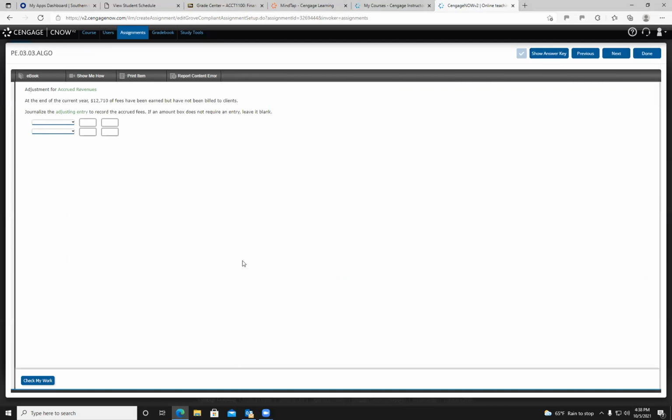Okay, so this is another example of accrued revenues. Journalize the adjusting entry to record the accrued fees. At the end of the current year, $12,710 of fees have been earned but not billed to the clients. So again, we're going to hit accounts receivable for the amount that we have earned but not yet billed. And we're going to hit fees earned because we've earned them but not yet billed the customer. If you've earned the fees, you can record it to revenue.